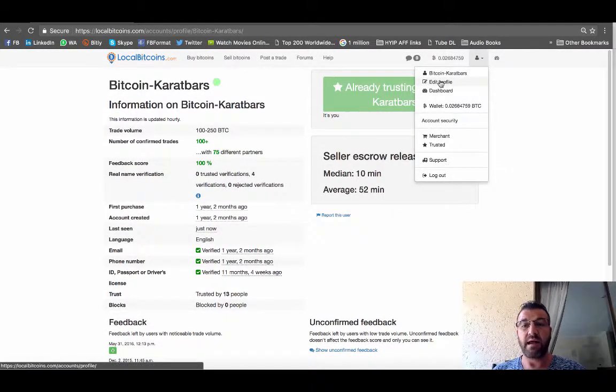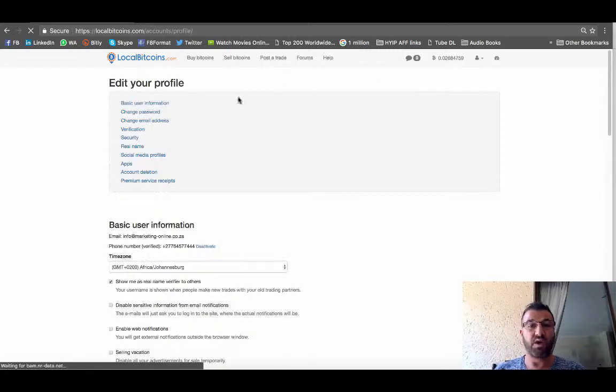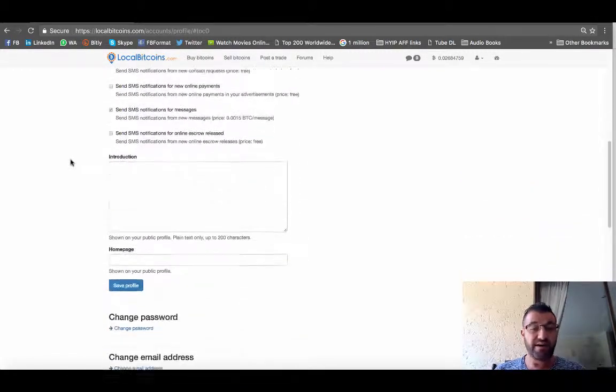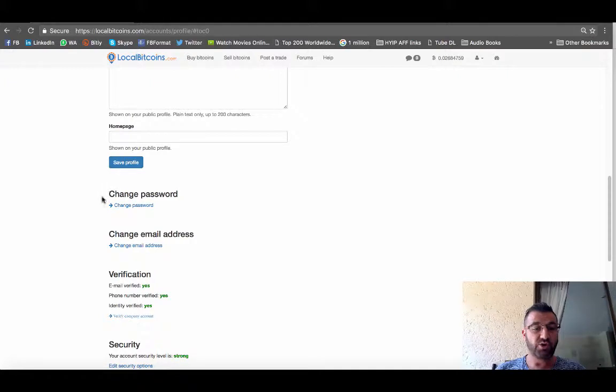The next icon is your edit profile icon, and this is very, very important, and this is where you control your profile. The basic information is very basic. You get to change your password.